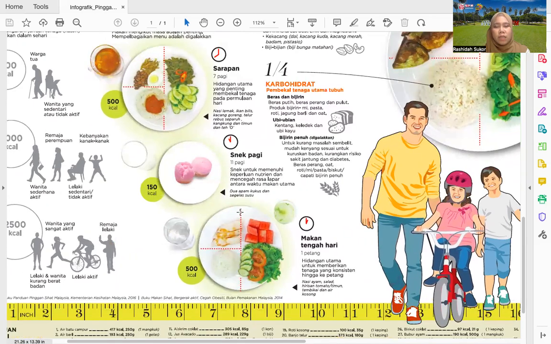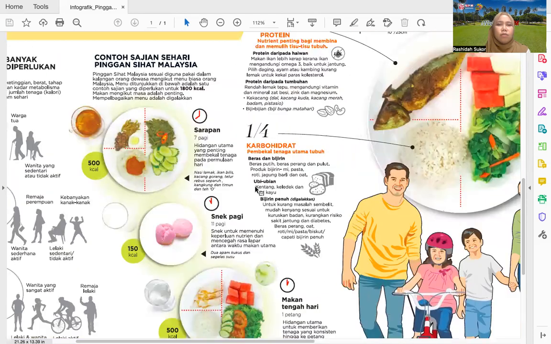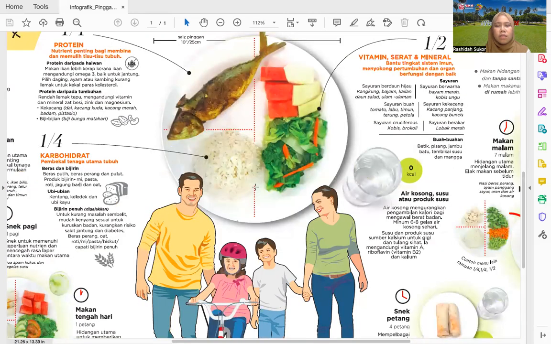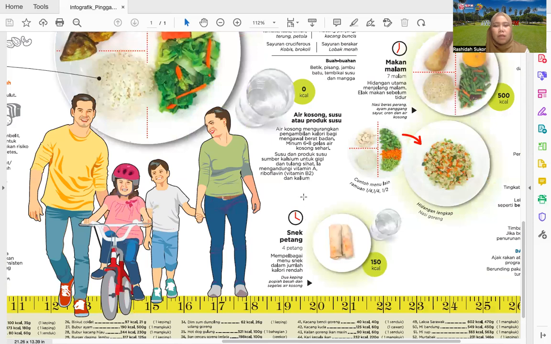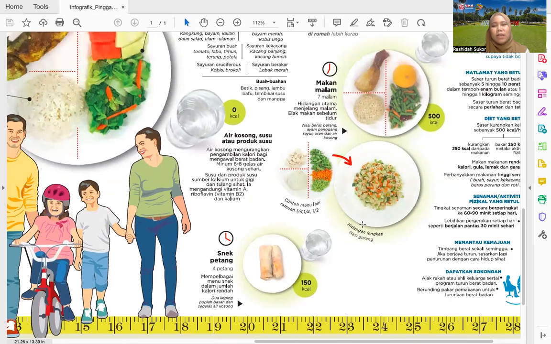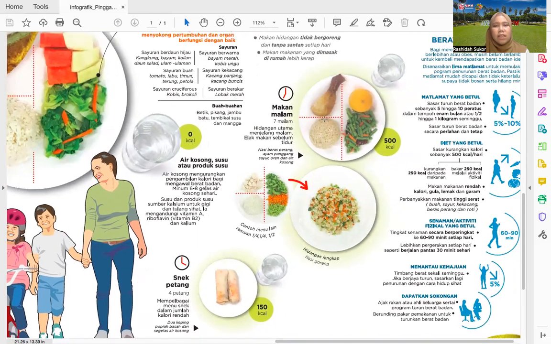But Malaysians like to eat a snack at 5 o'clock also. Snack petang. At 4 o'clock, we are hungry again. You eat popiah, but not fried popiah. This is fresh popiah with vegetables inside, 150 kcal, with plain water. If you drink teh tarik, it's different, right? And then hungry again after 3 hours, dinner time.